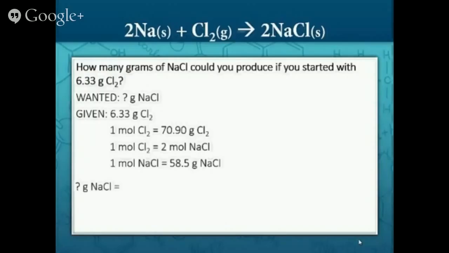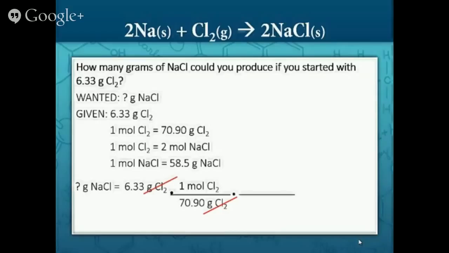Setting up our problem, question mark grams of sodium chloride is equal to 6.33 grams of chlorine, dot line. We want to cancel out grams of chlorine, so we're going to put the molar mass of chlorine in the denominator, which is equal to 1 mole of chlorine in the numerator, and the grams of chlorine cancel out. Then we need to convert moles of chlorine to moles of sodium chloride. So 1 mole of chlorine is equal to 2 moles of sodium chloride, and the moles of chlorine gas cancel out.